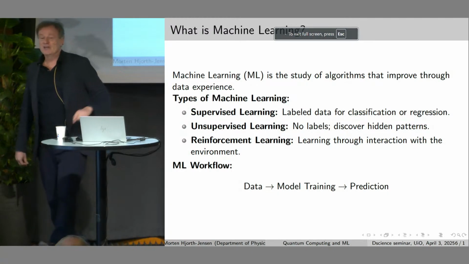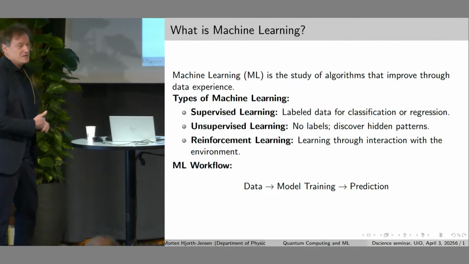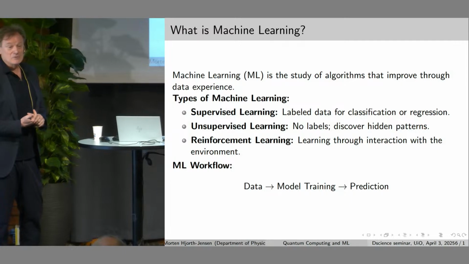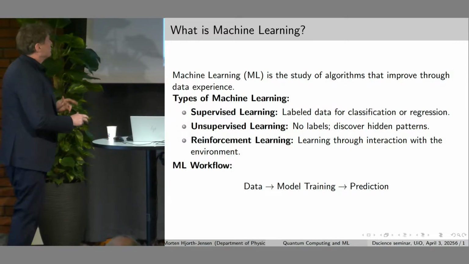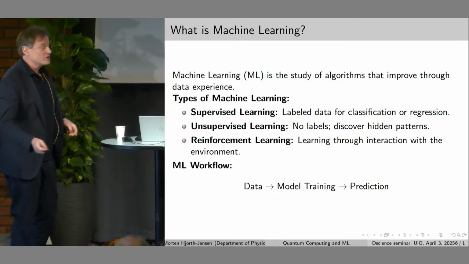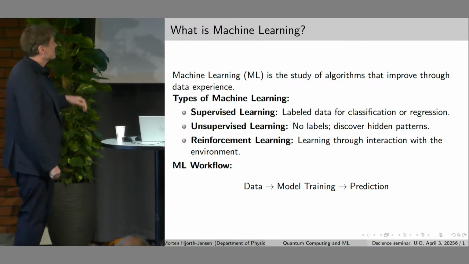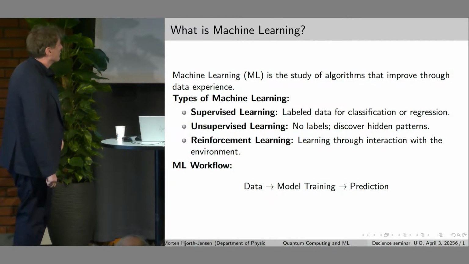So if you think of machine learning, this is a field which is pretty mature. And normally we deal with three types of machine learning. You will also see other categories later. So typically supervised learning, where you have labeled data. Unsupervised learning, with no labels. There may be patterns you want to uncover.